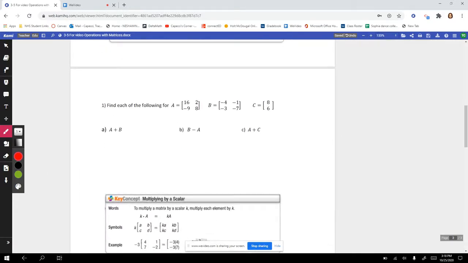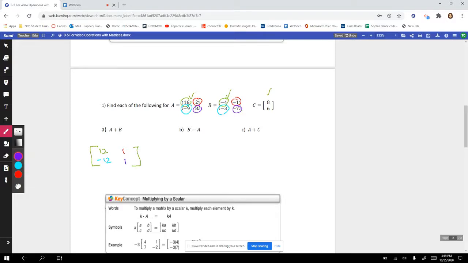Okay, so find each of the following. A is equal to, and then it gives us A's matrix, and then it gives us B, and it also gives us C. So when I want to add A and B, I am first going to start again with my brackets. I have 16 plus -4, that gives me 12. And then I have 2 plus -1, that gives us 1. And then I have -9 plus -3 gives us -12. And then I have 8 plus -7 gives us +1.